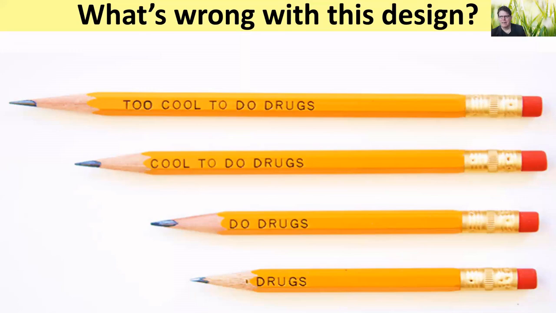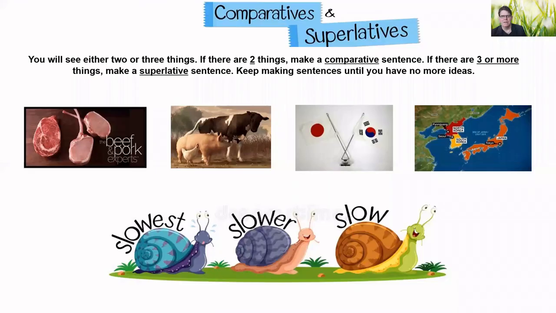Then your next speaking will be a review of comparatives and superlatives. So these are the pictures you're going to see, right? And you're going to have to make a comparative and or superlative sentence. So when there are two, it's easy to make a comparative because you are comparing. When there are three, then you should give me the superlative, you know, slowest. I'm using the snails, right?